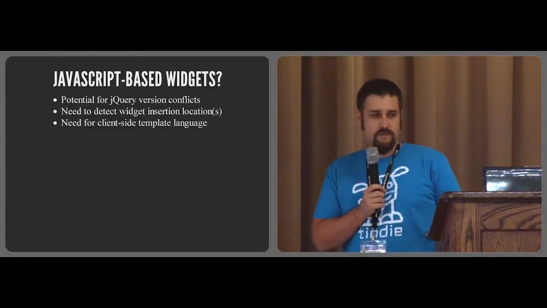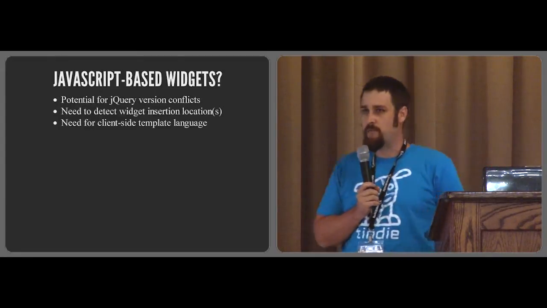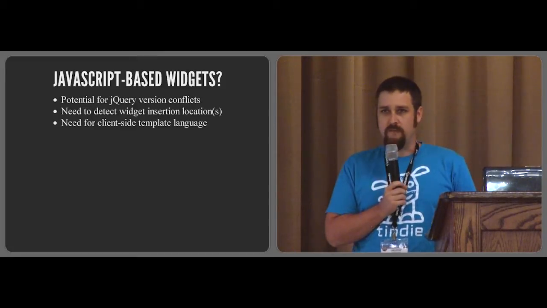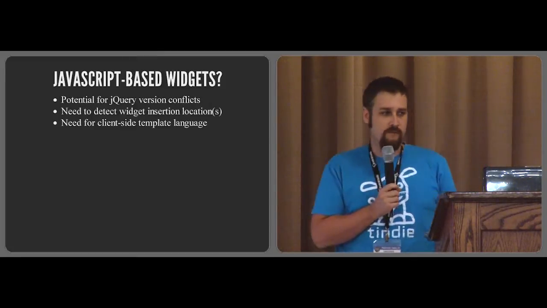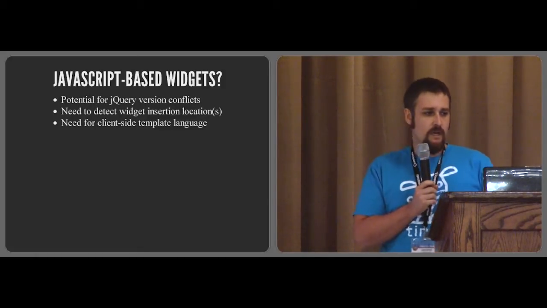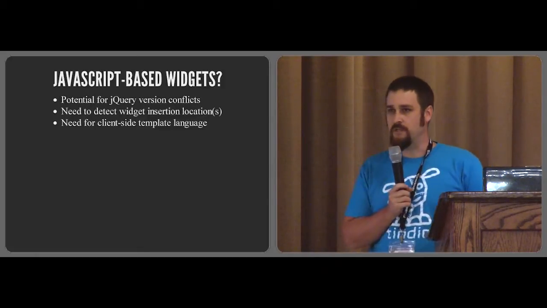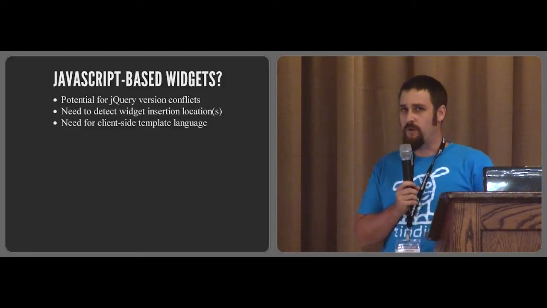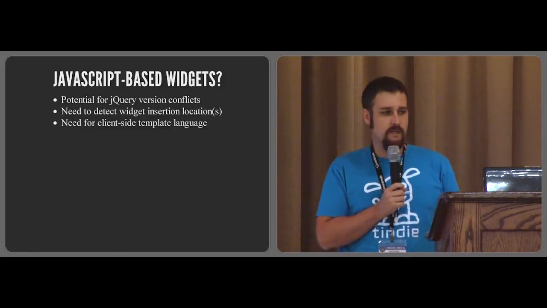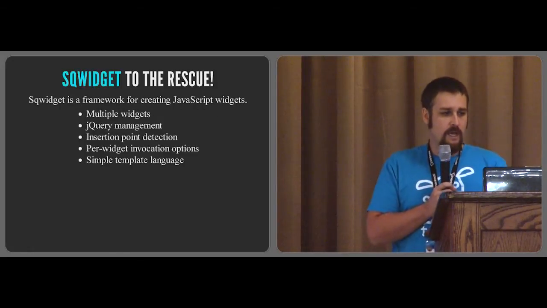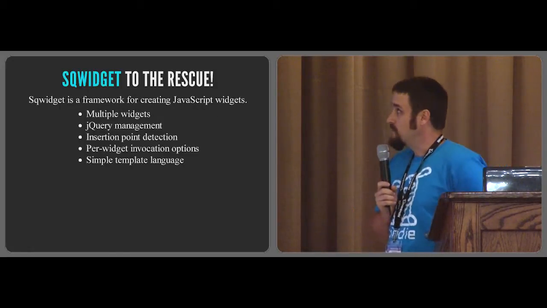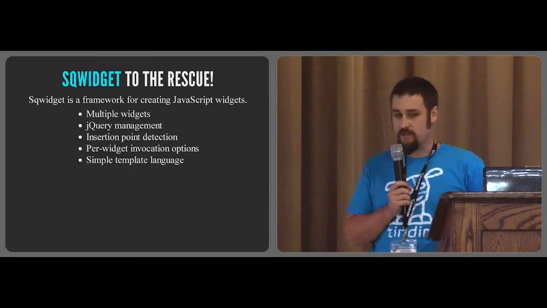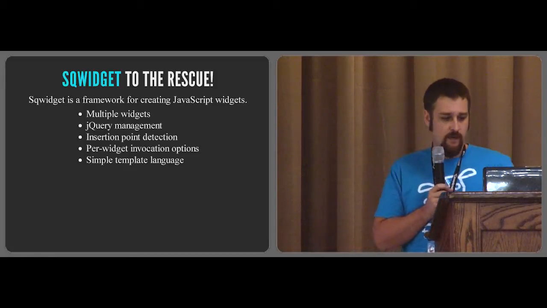So the alternative is to do something with JavaScript-based widgets, but there's a couple of problems that you have to solve, including what happens if you're using a version of jQuery that conflicts with what's already on the page. You need to detect the location to insert the widget. If you're pulling information against an API, you may need a client-side templating language. And Squidget is a JavaScript widget framework that solves all these problems and a couple of others as well.